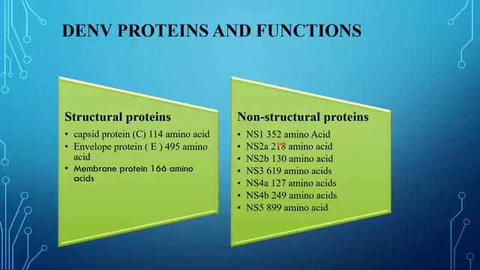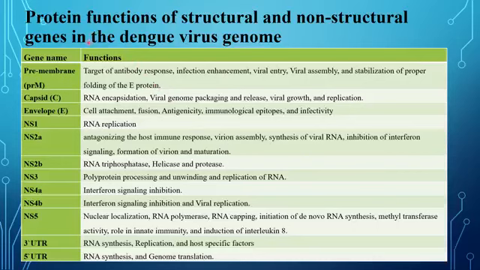NS1 consists of 352 amino acids, NS2A 218 amino acids, NS2B 130 amino acids, NS3 619 amino acids, NS4A 127 amino acids, NS4B 249 amino acids, and NS5 consists of 899 amino acids. These proteins perform different functions during viral entry and replication. For example, these are the proteins and these are the functions they perform in the body.